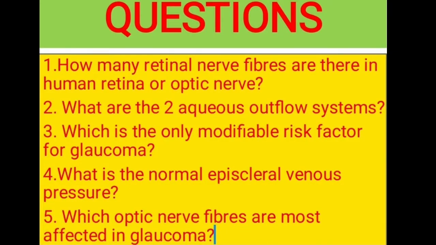So here are the questions on this video. How many retinal nerve fibers are there in human retina or the optic nerve? What are the 2 aqueous outflow systems? Which is the only modifiable risk factor for glaucoma? What is the normal episcleral venous pressure? Which optic nerve fibers are most affected in glaucoma?